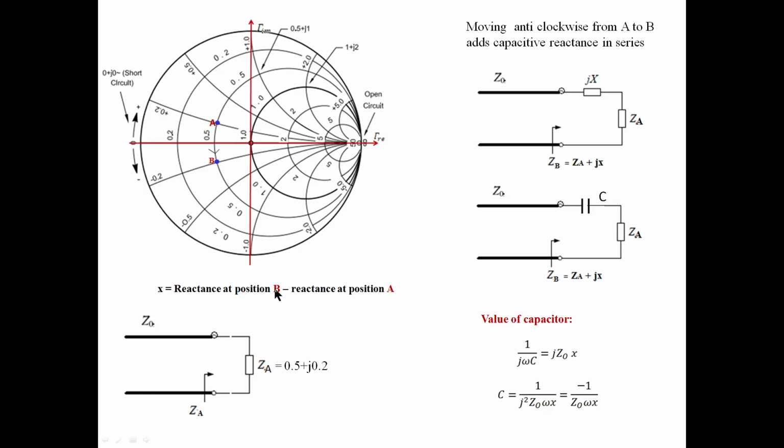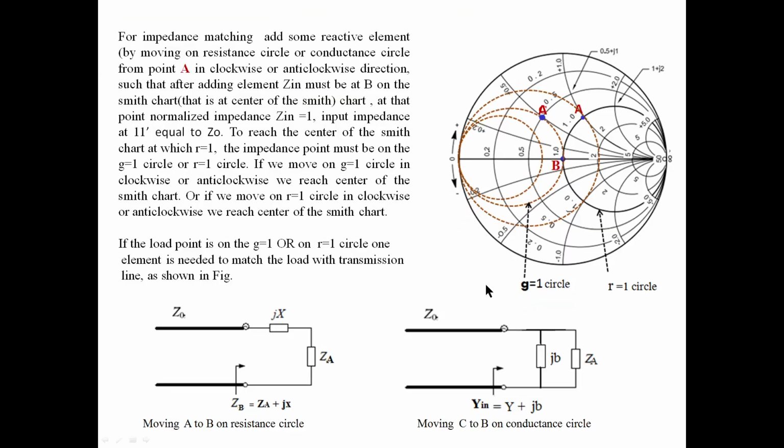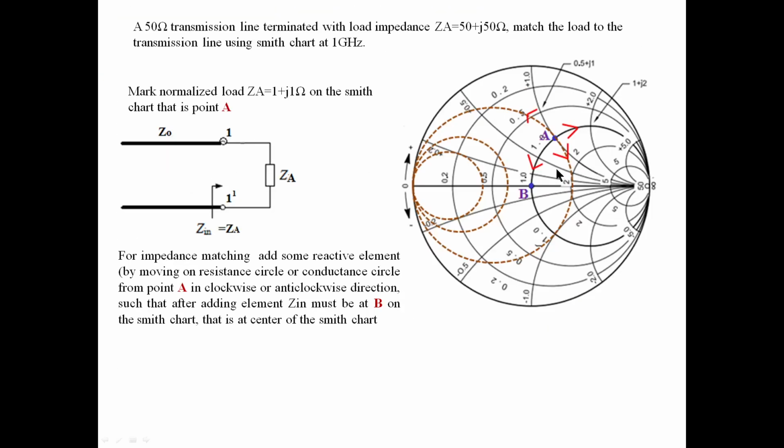B value is the final position value, and this is the initial position value. So the final position value, you got 0 here. Initial value is +1. Okay, so that is -1. The reactance value you got here is -1. Okay, we will be adding the capacitor.